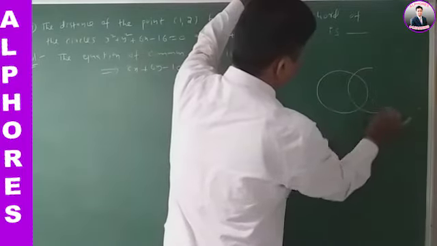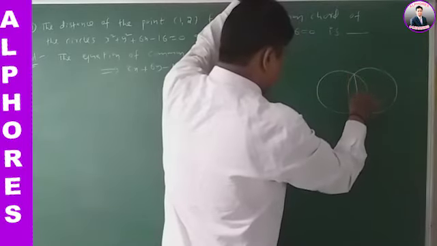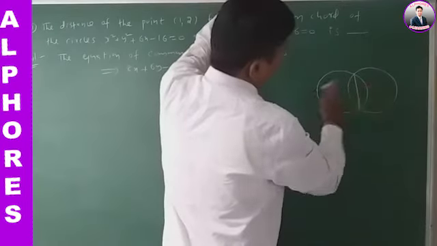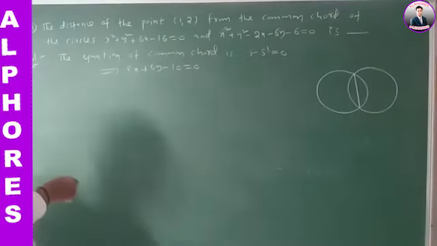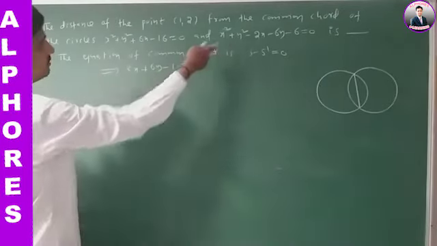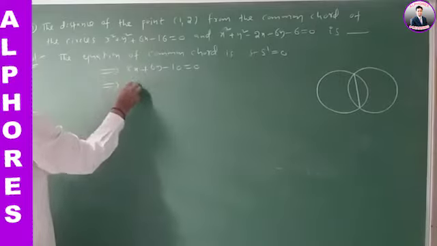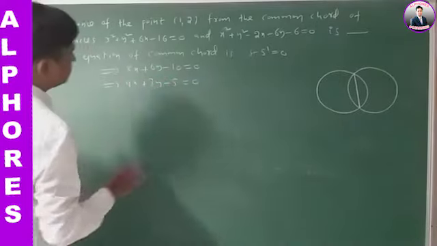When two circles intersect each other, the common chord exists. This common chord is the radical axis of these two circles. Its equation is S minus S dash equal to 0. Simplifying, the common chord is 4x plus 3y minus 5 equal to 0.